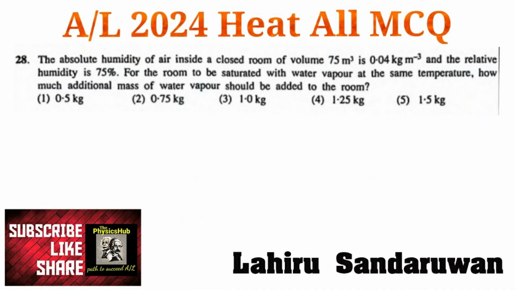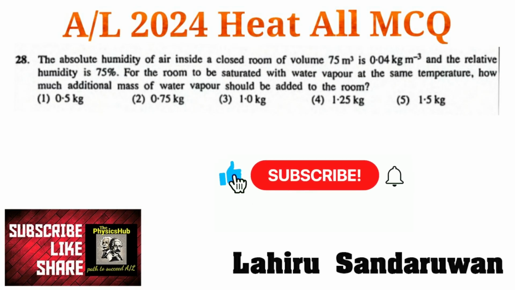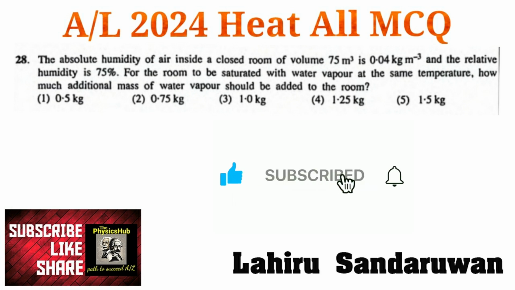Then second question, it is the 28th question of the 2024 paper. The absolute humidity of air inside the closed room of volume 75 cubic meters is 0.04 kilograms per cubic meter, and the relative humidity is 75%. For the room to be saturated with water vapor at the same temperature, how much additional mass of vapor should be added to the room?